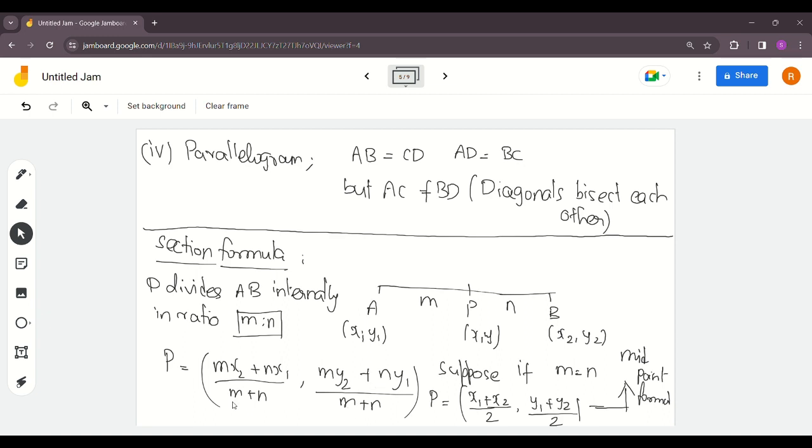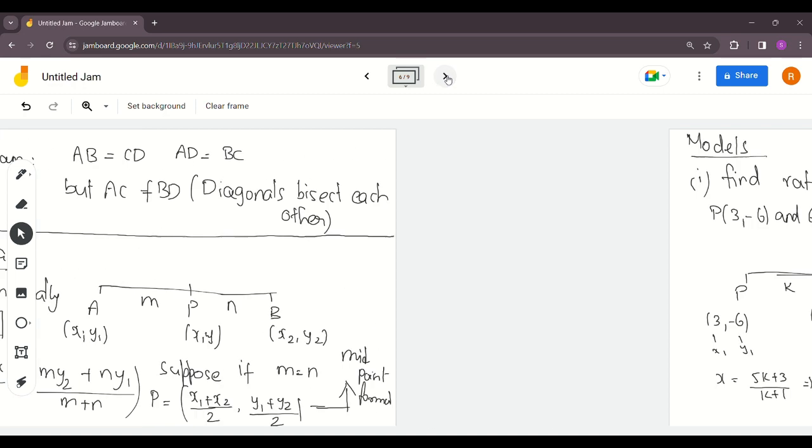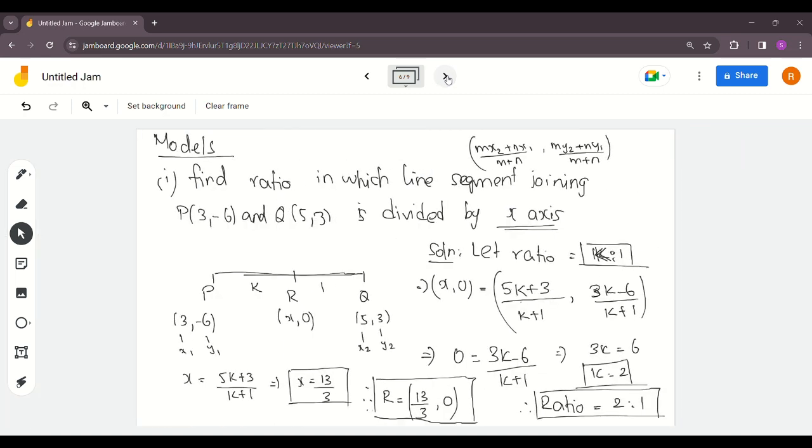Suppose if m is equal to n, that is, it divides equally, in such a way that PA is equal to PB, that means the ratios are equal. Then if you substitute m and n, both of them being equal, you will get (x1 plus x2) by 2, comma (y1 plus y2) by 2, which is nothing but the midpoint formula. So for the midpoint formula, this is how it is derived.